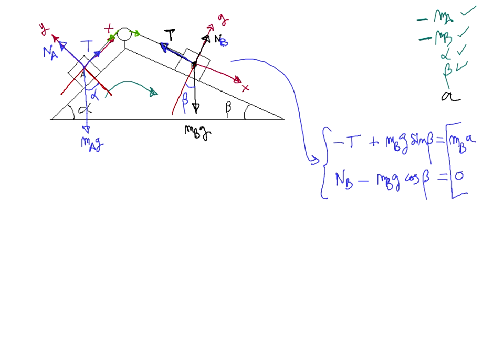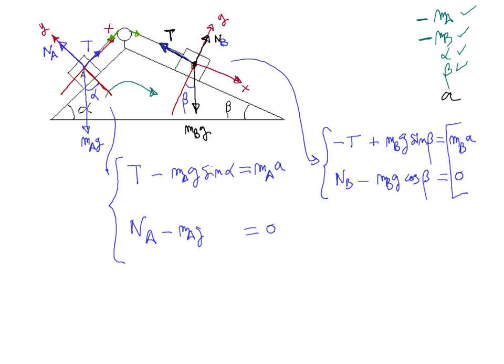Alright, let's do the same thing with A. This time T is positive and the weight is negative. And the weight will be MAG sine alpha. And this is MAA because I'm applying this to object A. Similarly, this will be 0, and for good karma, we're going to have NA minus MAG cosine alpha. And as you look at the equations again, you realize, oh, I don't need equation 2 and 4. I just need the first one and the third one.